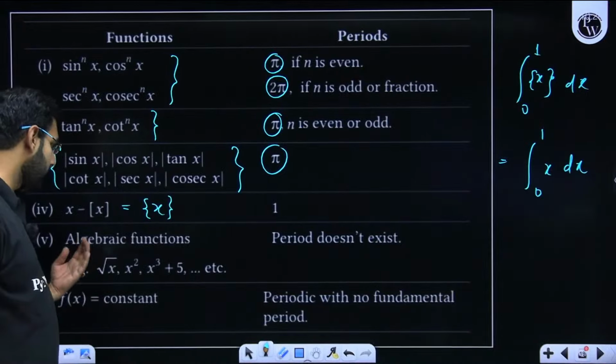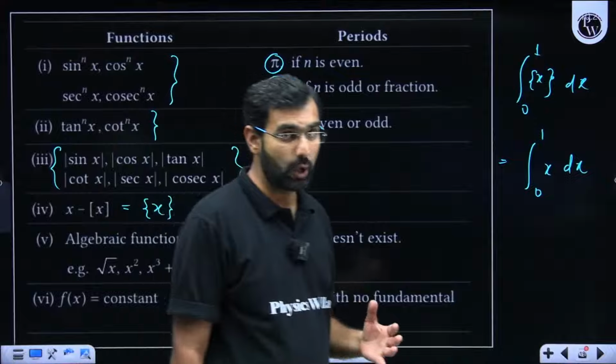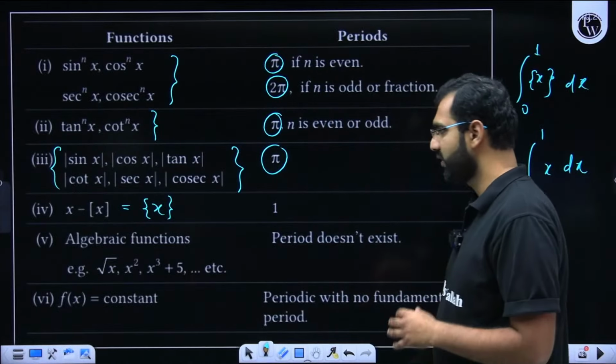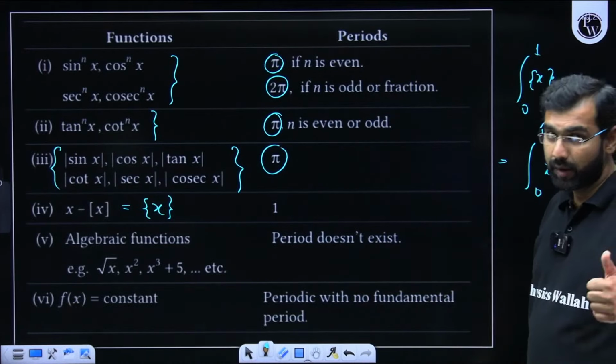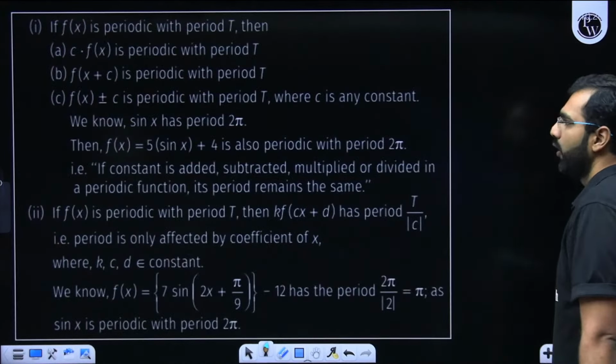Now remember, for algebraic functions or irrational functions, the period doesn't exist. They are not periodic at all. But if you talk about a constant function, that again is a periodic function with no defined or specific period. I hope you got that.